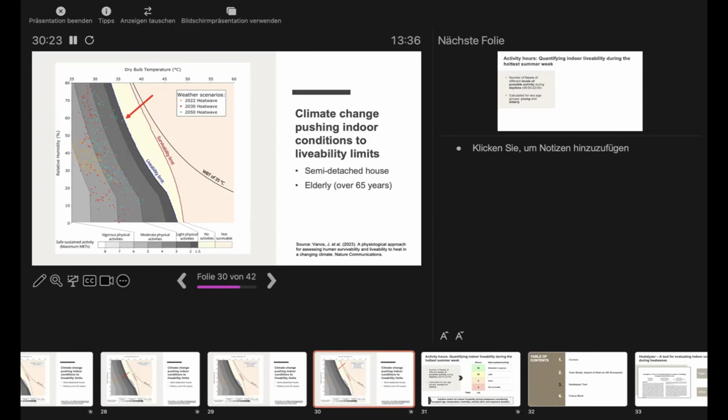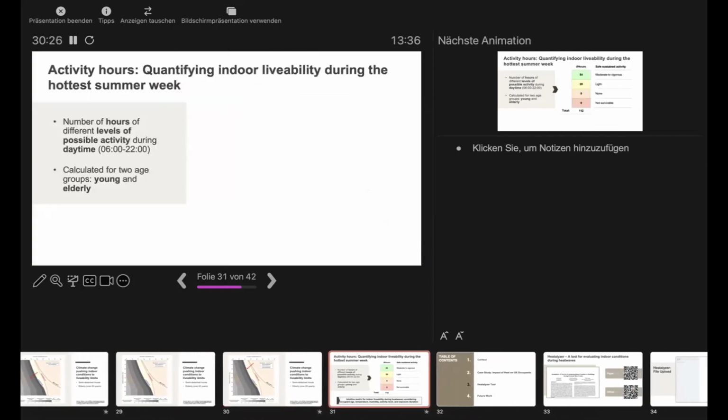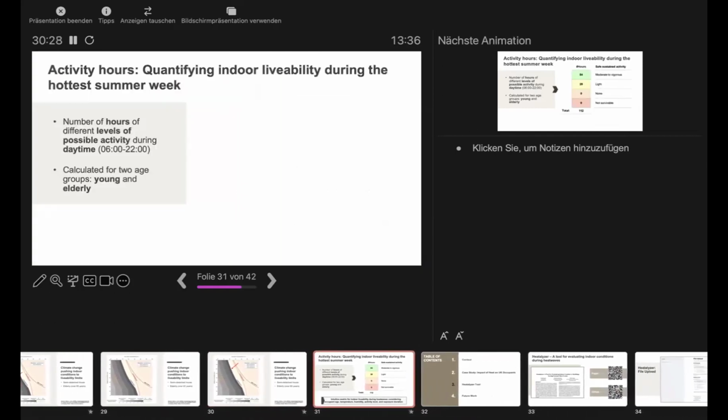This is exactly why we define the activity hours, which allow you to quantify the indoor livability during these heat waves. What we do for this is count the number of hours that your conditions lie within these different ranges of livability. So the number of hours that an occupant could still do some sort of physical activity during daytime. And we did this for both young population groups and elderly.